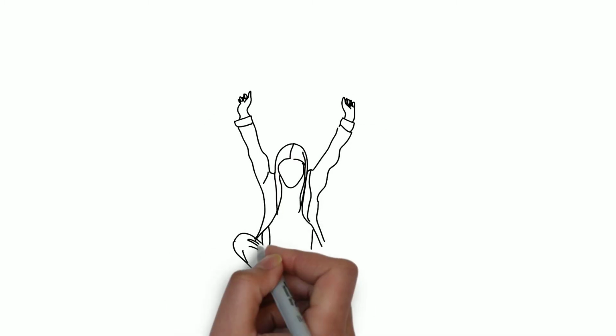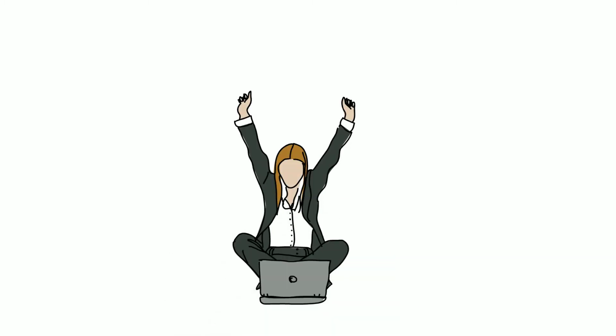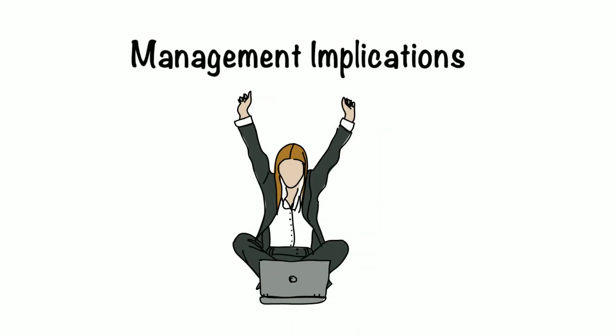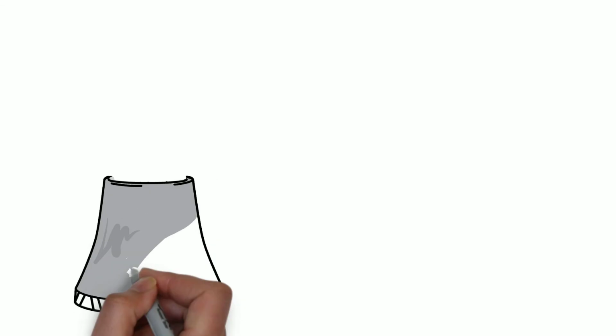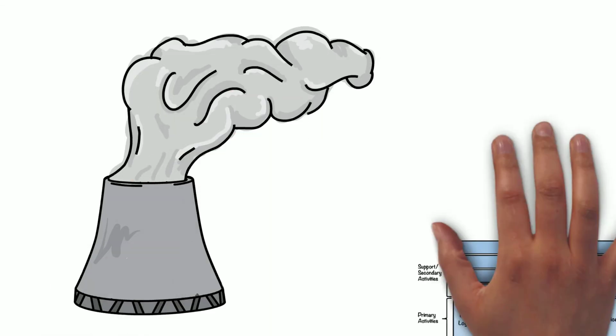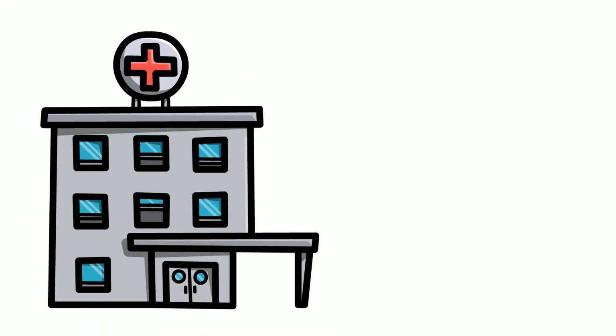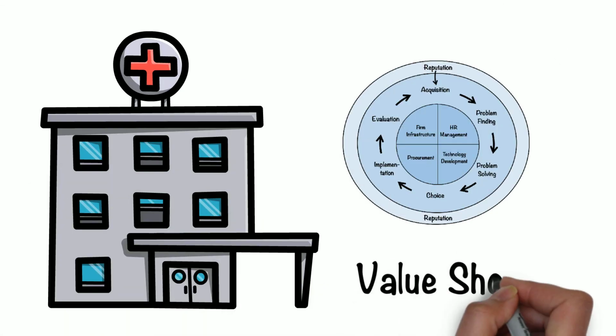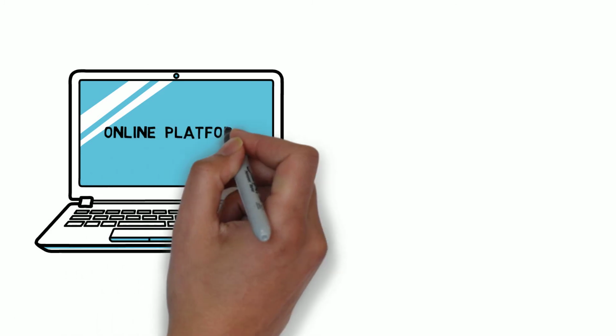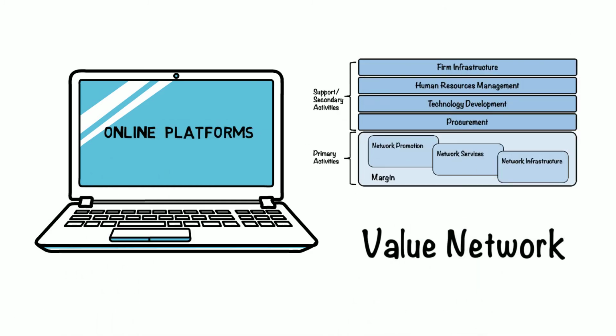However, a correct classification of the most important activities helps as a first orientation and prerequisite for the identification of management implications. Manufacturing companies can often be assigned to the value chain, individual problem solvers such as doctors or lawyers to the value shop, and social networks or online platforms to the value network.